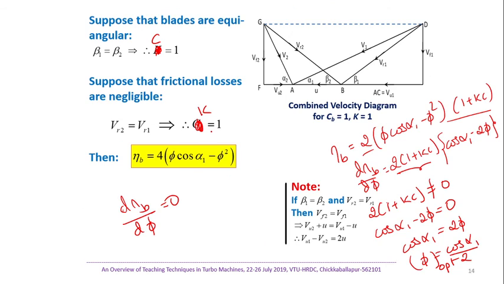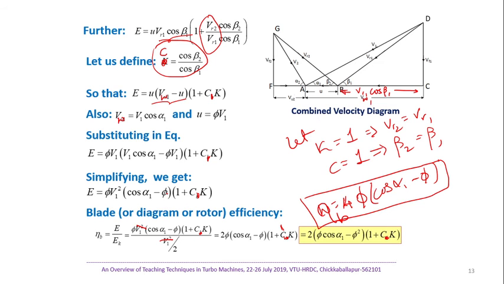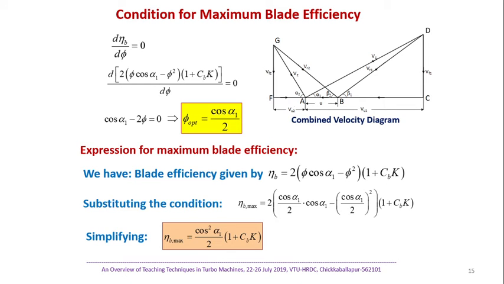Now substitute this phi optimum to get maximum blade efficiency. Substitute phi optimum in the given equation, that is in this equation. Substitute phi as cos alpha 1 by 2: cos alpha 1 by 2 into cos alpha 1 minus cos alpha 1 by 2, the whole square, then this becomes maximum. Now multiply: this becomes cos square alpha 1 by 2 minus cos square alpha 1 by 4. If you take the LCM, 4 is the LCM, this becomes 2 cos square alpha 1 minus cos square alpha 1, so the remaining is cos square alpha 1 by 4. So 2 ones are 2, and 2 twos are 4, into 1 plus kc.